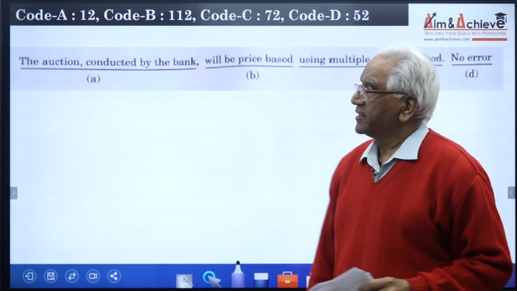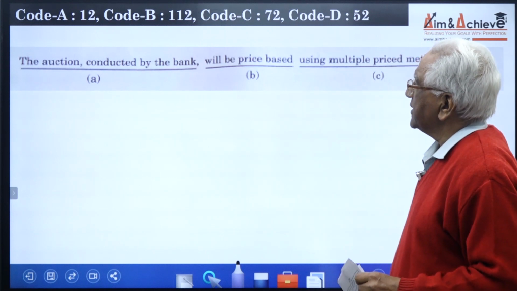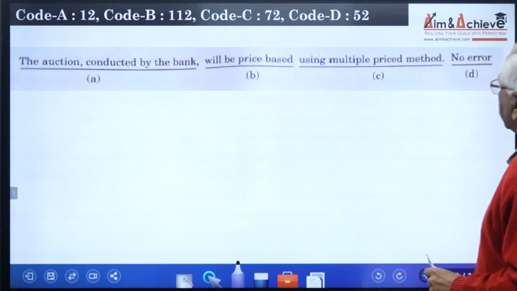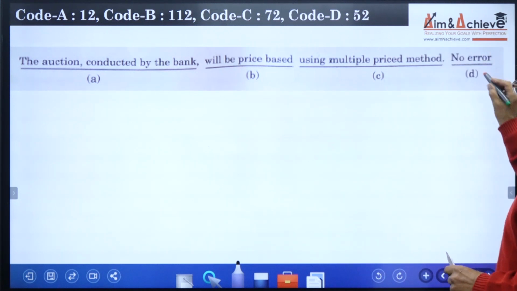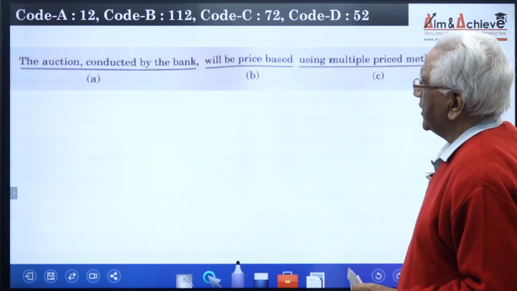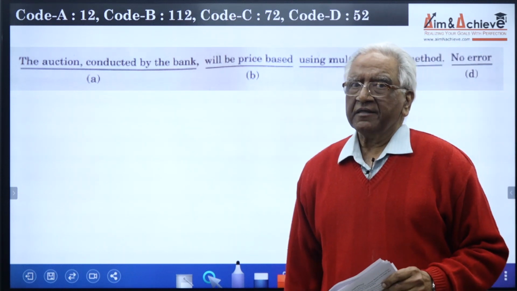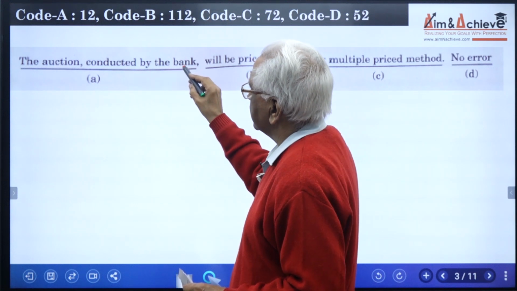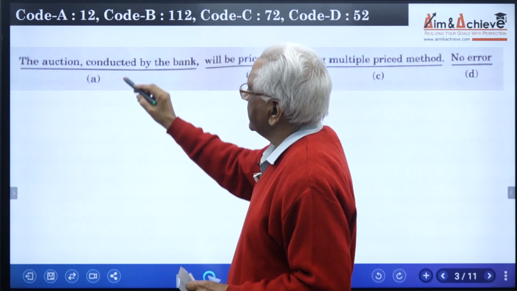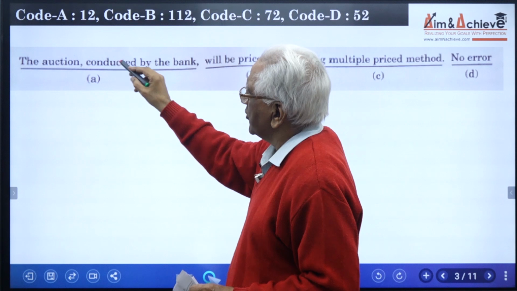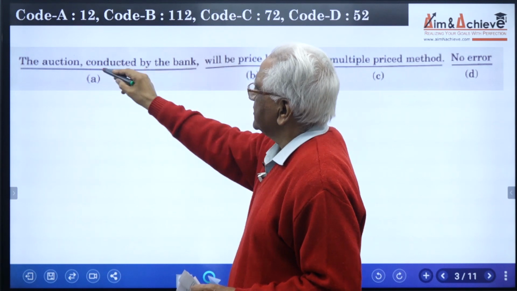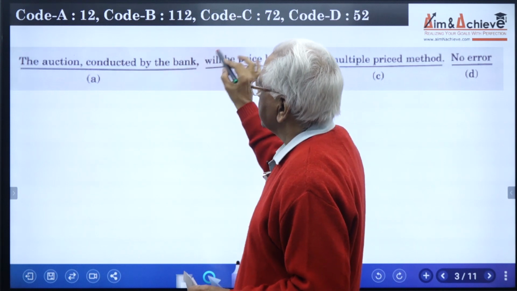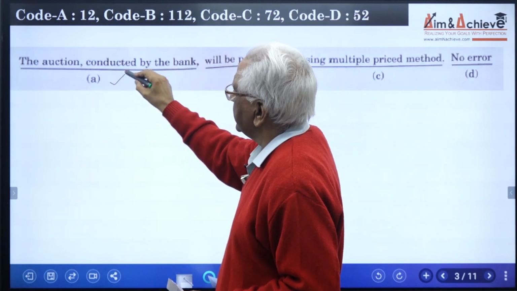The sentence is, the auction conducted by the bank will be price based using multiple priced method. And the last part is no error. Let us analyze each part separately. The first part, the auction conducted by the bank. Basically, if you see a comma here, it means the auction which was conducted by the bank. That means this becomes a reduced clause of which was conducted by the bank. There is nothing wrong with that. So that means part A is right.